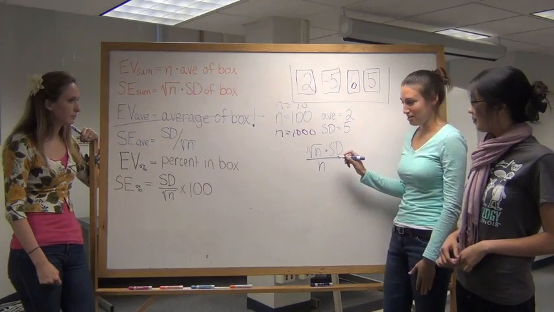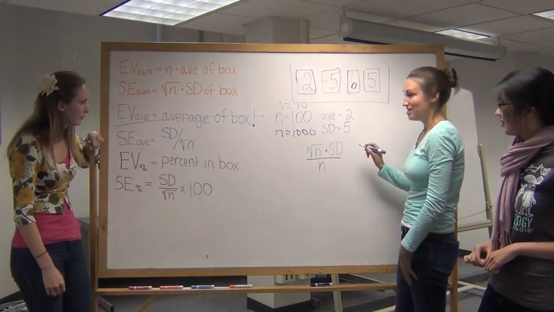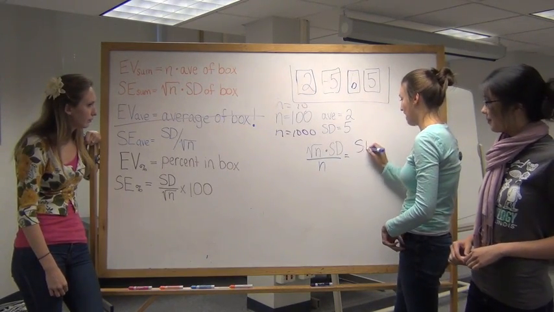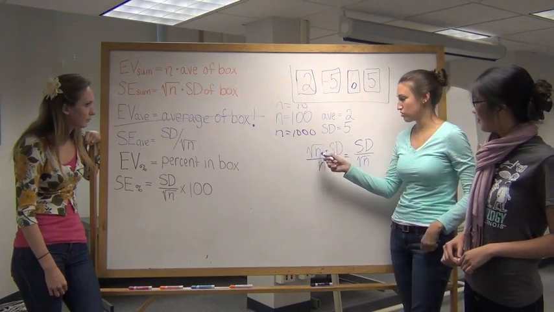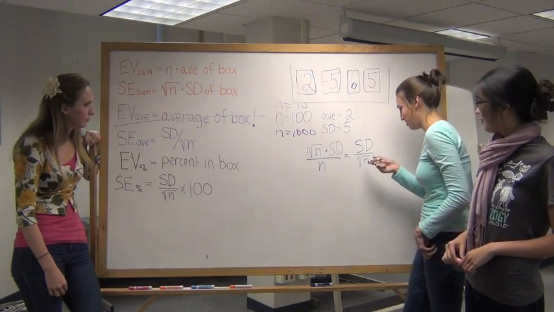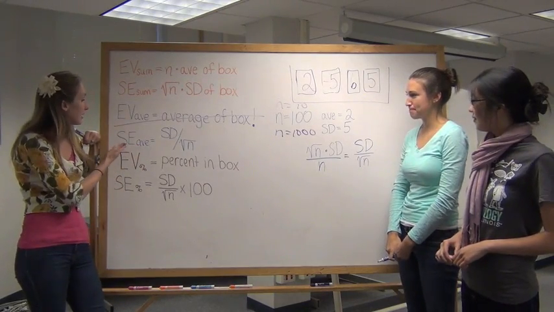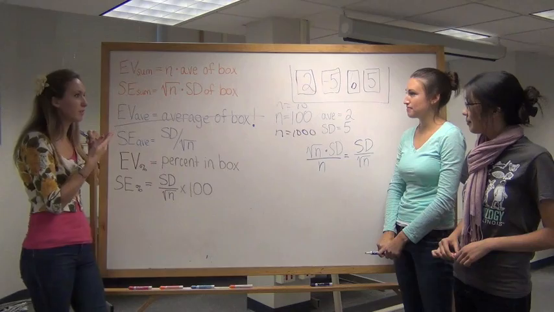And if we simplify this formula, we get exactly what we have over there in blue by Jackie. The standard error of the average is just going to be equal to the SD over the square root of n, since the square root of n over n just simplifies to one over the square root of n. So because we're dividing, does this mean that our standard error of the average is going to be smaller than it would be if it was the standard error of the sum?